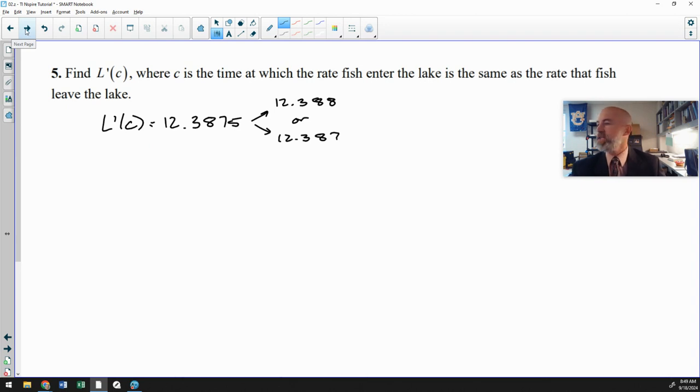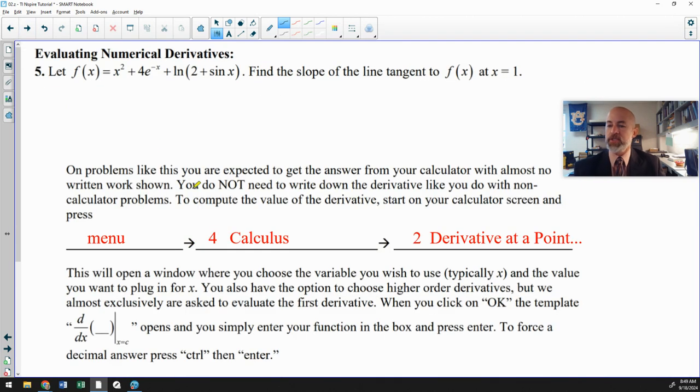I kind of got this sheet out of order because I didn't put the instructions for how to do that until the next number 5. So I give you this function, f of x is x squared plus 4e to the negative x plus the natural log of that. And I want you to find the slope of the line tangent to f at x equals 1. What you need to remember is that the slope of the line tangent to f at x equals 1 is the same as saying find f prime of 1.